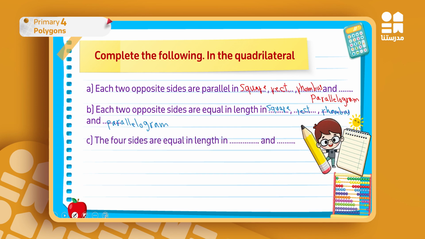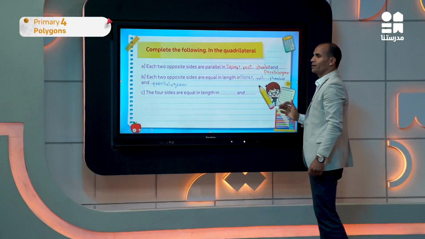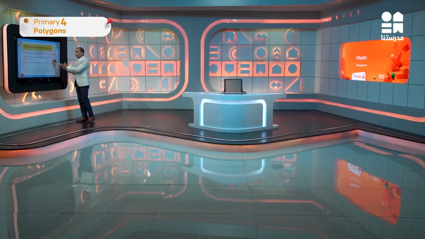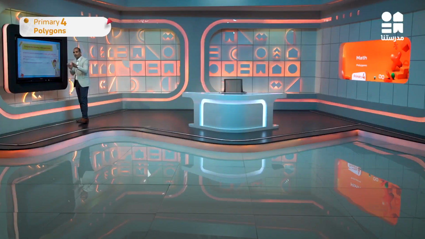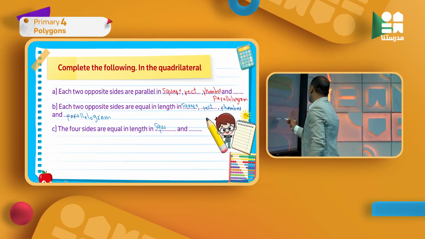Okay, the next. The 4 sides are equal in length. The 4 sides, children, equal in length. Here we don't have the 4 spaces because we have here only 2 quadrilaterals. In what and what? The 4 sides are equal in length in square and rhombus. So write here, children: square and rhombus.